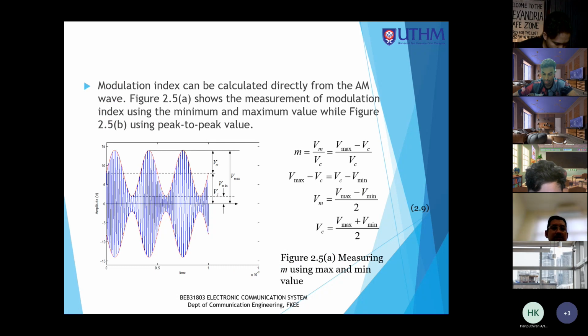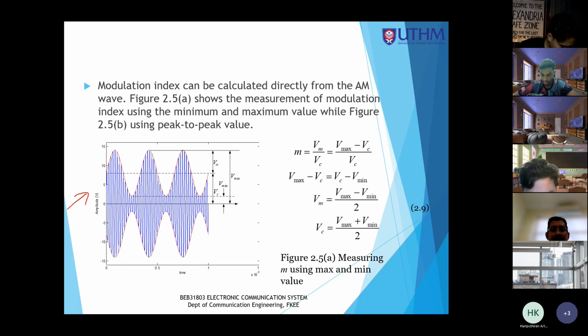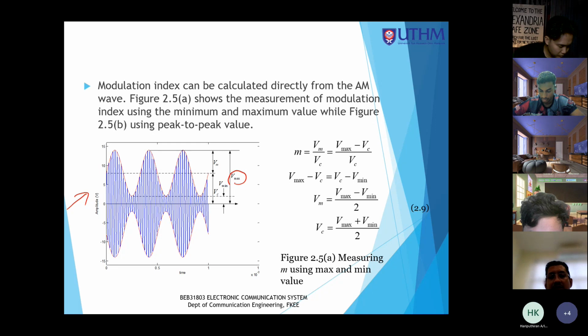And then what? Modulation index. Selain daripada VM over VC, so we can calculate the modulation index based on the maximum and minimum values. Okay, so apabila kita melihat bentuk gelombang double sideband full carrier ini, ada beberapa perkara yang kita boleh lihat. Yang pertama adalah Vmax. Okay, so Vmax adalah nilai voltage yang diukur daripada paksi X, daripada X-axis sehinggalah peak maximum di sini. So Vmax.